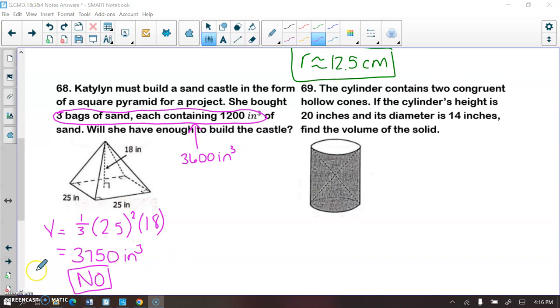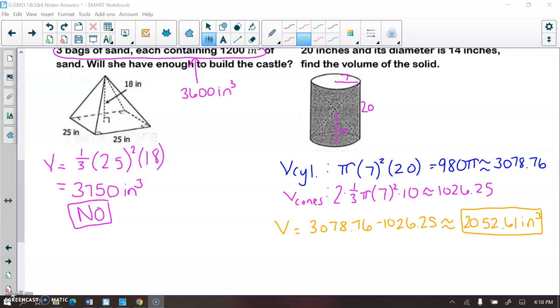to have enough sand. I'm going to have you try 69 on your own by pausing the video and then resume it to see the answer. All right, so you get about 2,052.61.